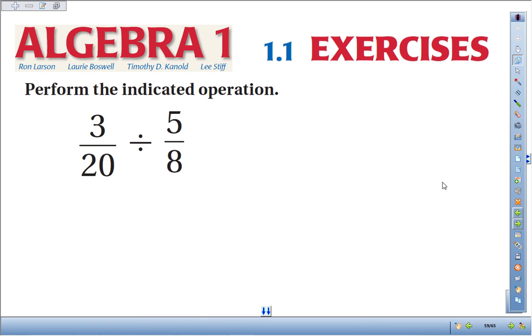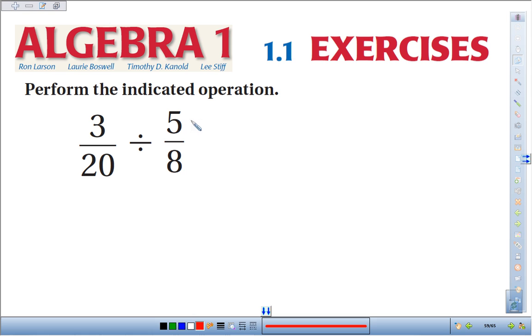Right, looking at number 59, we're supposed to divide 3/20 divided by 5/8. Dividing by a fraction can seem quite difficult, but if we change it to something we're a little more comfortable with, it's not too bad. Two different ways I've learned to divide fractions.